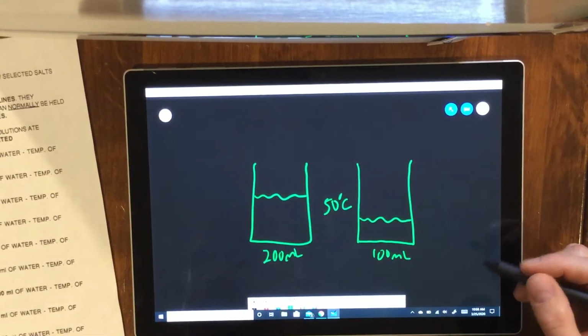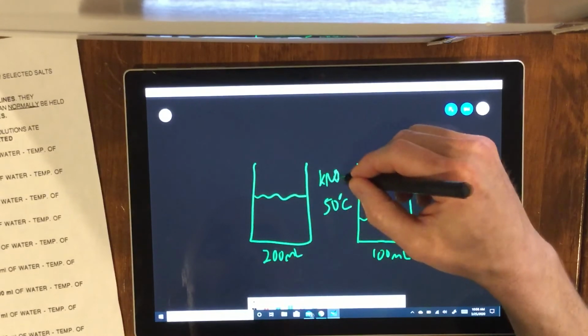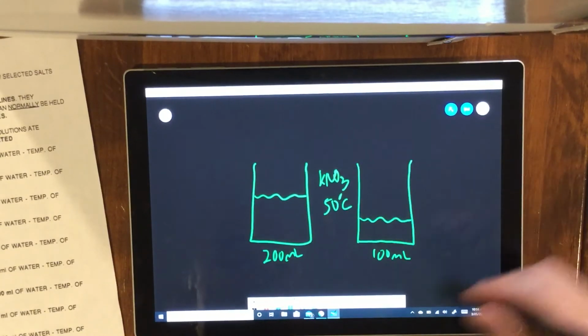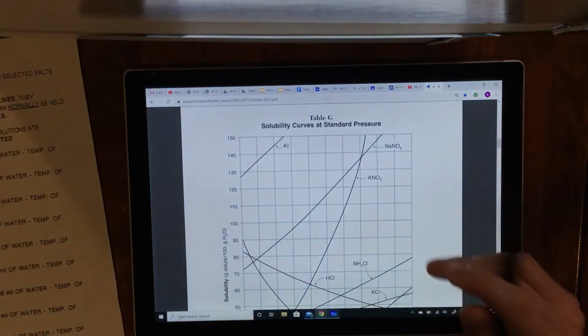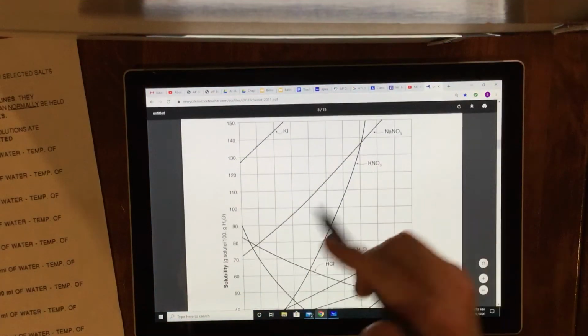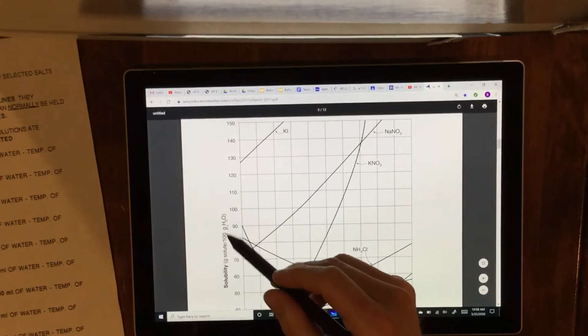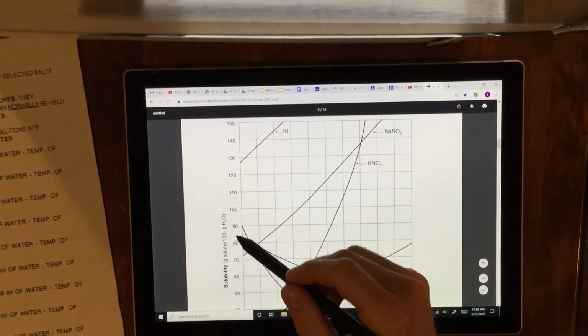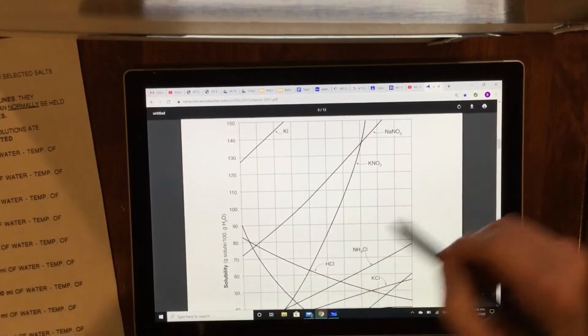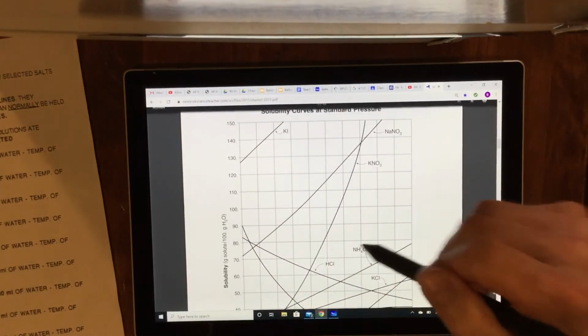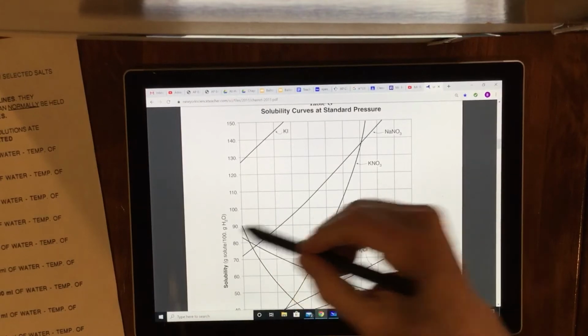And what are we putting in it? KNO3. So we go to table G here. And by the way, this is in 100 milliliters, right? 100 grams is 100 milliliters. So I said that yesterday. So this whole chart only applies to 100 milliliters or 100 grams of water.